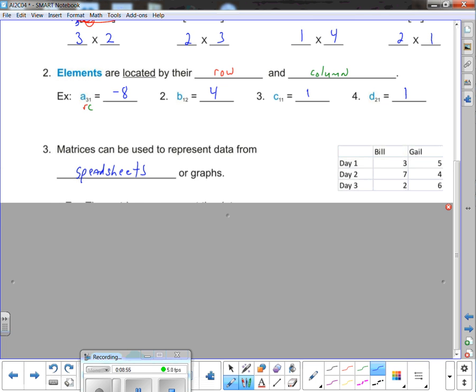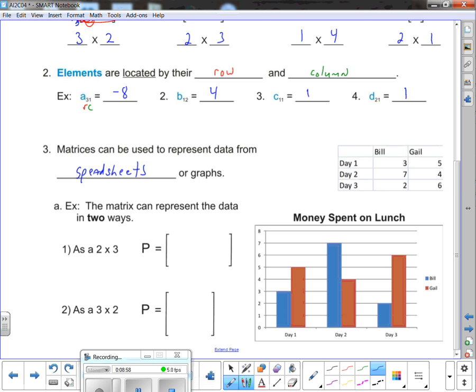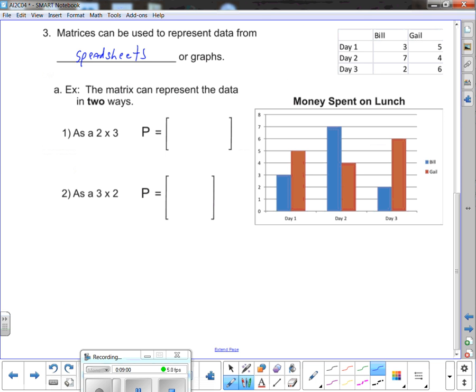Matrices can be used to represent data from spreadsheets. Let me get this a little bit higher. So if you take a look, I've got a spreadsheet off here to the right. We've got Bill and Gail as the columns. Bill is column 1 and Gail is column 2. And the rows are day 1, day 2, day 3. Now, if you produce this in Microsoft Excel, then you can make a chart out of it. And that's exactly what I did over here to the right.